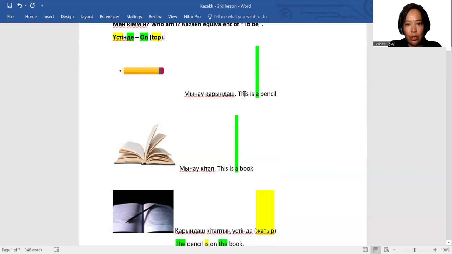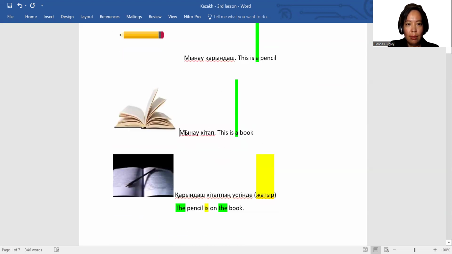Manav karandash. This is a pencil. So we're going to get down to the location. I'm just going to show you. I'm going to first start by pointing out the objects and then teaching you how to find their location. Where are these objects? So manav karandash. This is a pencil. And the reason that I highlighted the article is just to show you that that article doesn't exist in Kazakh. Articles do not exist in Kazakh. We don't have indefinite or definite articles in the Kazakh language. Manav kitap. This is a book.